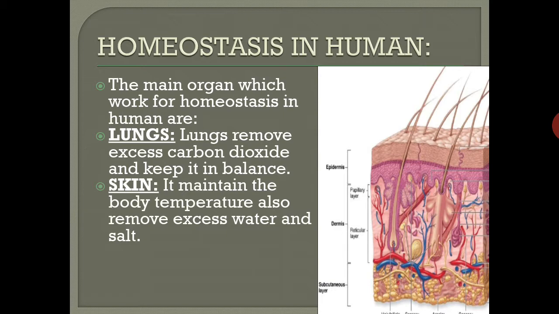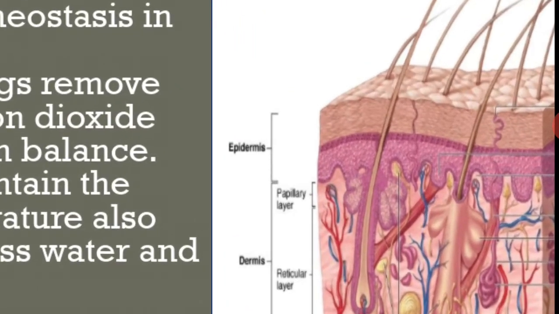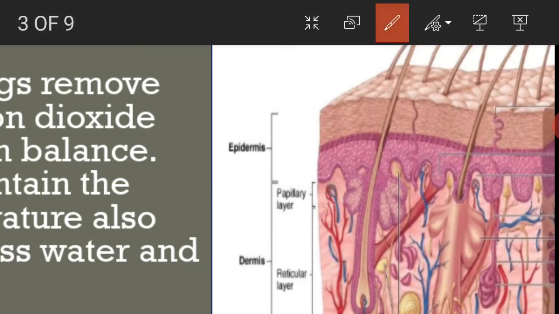Skin maintains the body temperature, and also removes excess water and salt. Skin consists of two layers. The epidermis is the outer protective layer. There are no blood vessels in it, as you can see in the diagram. While the dermis is the inner layer containing blood vessels.